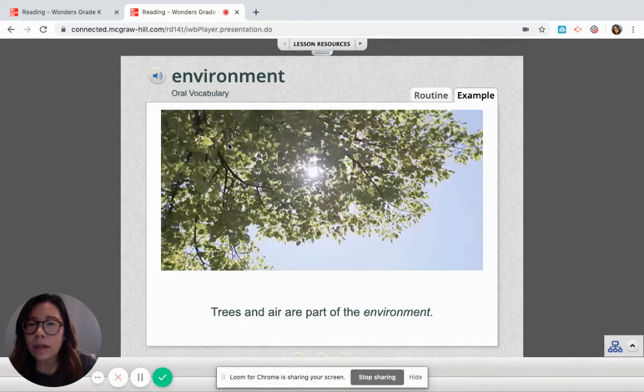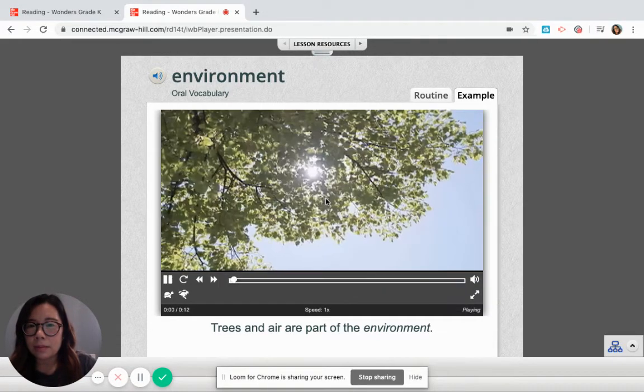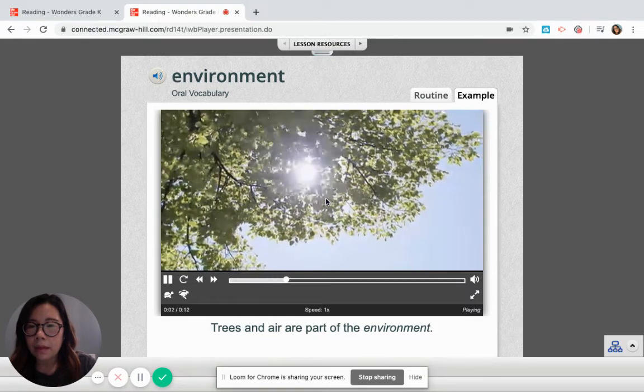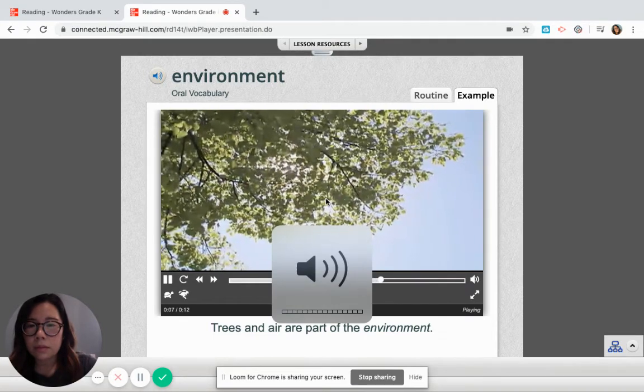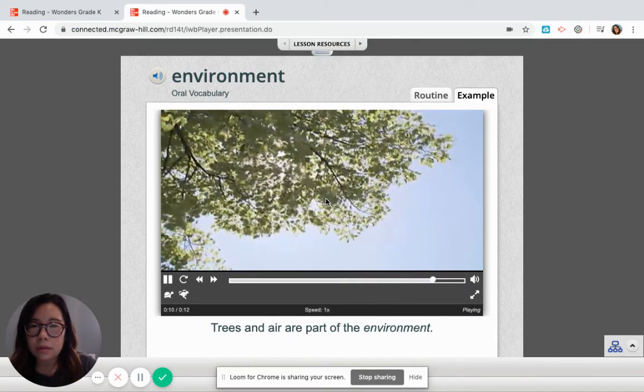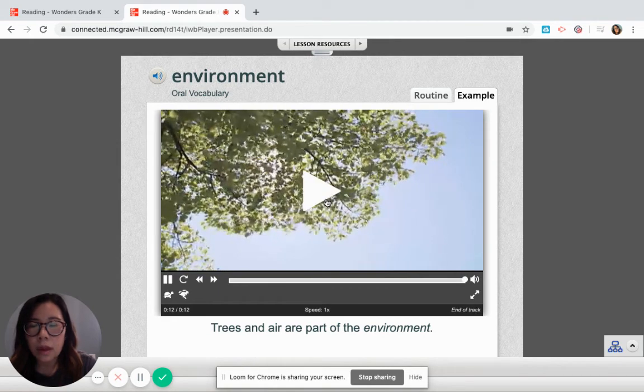So let's see what environment means. Environment. The environment is everything around us. People, plants, animals, air, water, and soil. It gives us what we need to stay alive. Okay, so based off that video, the environment is everything that surrounds us. So you could draw a picture of the environment that you live in. So this could be like your house. You could draw our school as an environment, or you could do an outdoor environment. So go ahead and pick something that you could draw to represent the word environment.